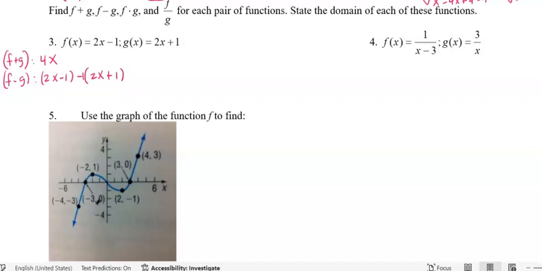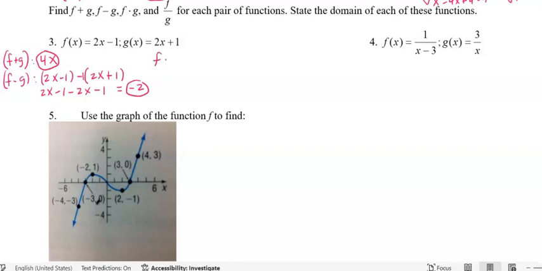So if you use the distributive property with -1 on the second binomial, that's helpful. So -1 times 2x, -1 times 1, and that gives us 2x minus 2x, which is 0. -1 minus 1 is -2. So there's the answer to f minus g of x.